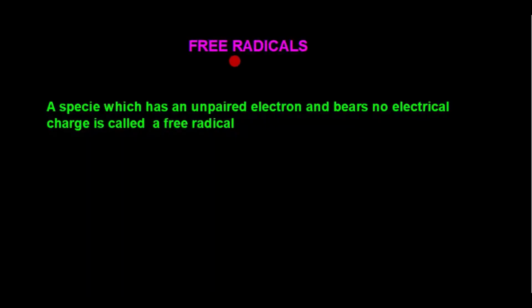Now we will discuss the next important concept, that is free radicals. We must know what free radicals are. A species which has an unpaired electron or odd electron and bears no electrical charge is called a free radical. Free radicals are odd electron species. Usually free radicals are represented with a dot over the symbol of an element. For example, we write the free radical of hydrogen by writing a dot over hydrogen.